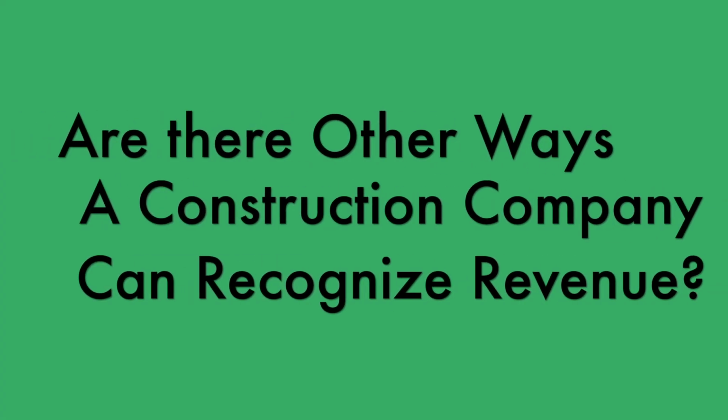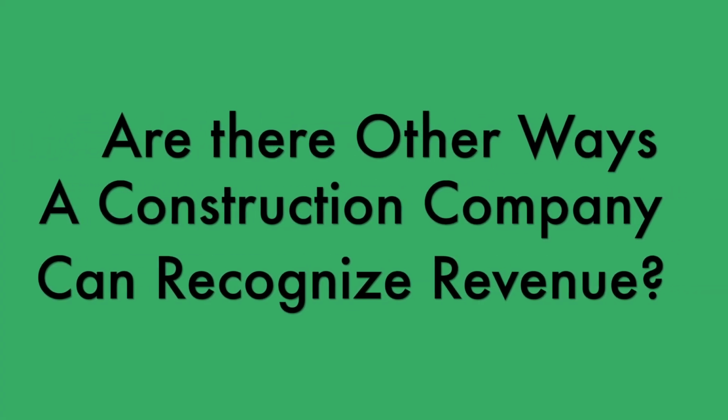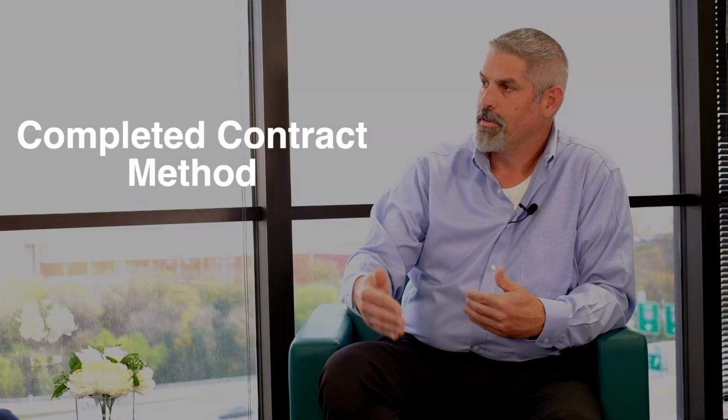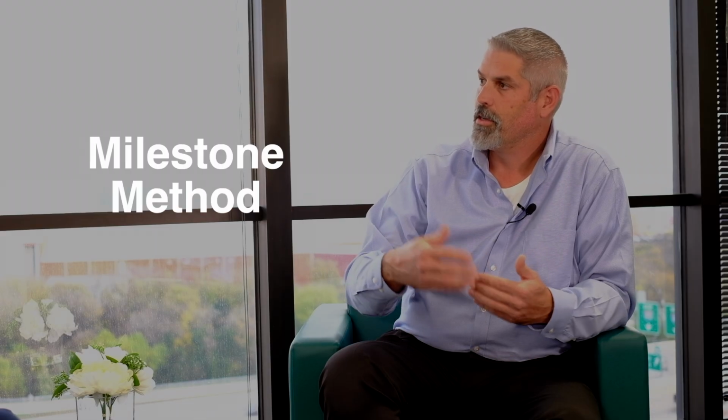So Tyson, are there any other ways that a construction company can recognize revenue? There are lesser used ways. There is the completed contract method, where the contractor has to wait until the project is fully complete before they can recognize that revenue. There's also the milestone method. When certain milestones are hit, the contractor will then recognize revenue.